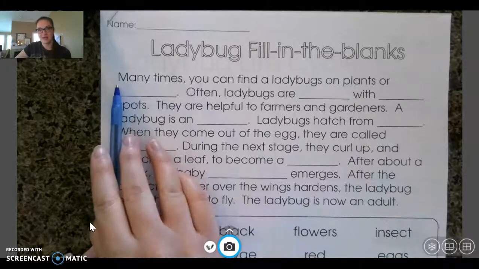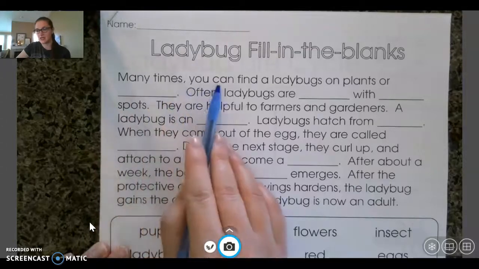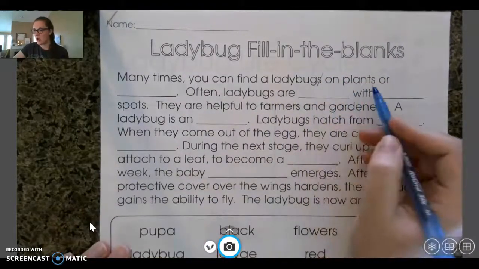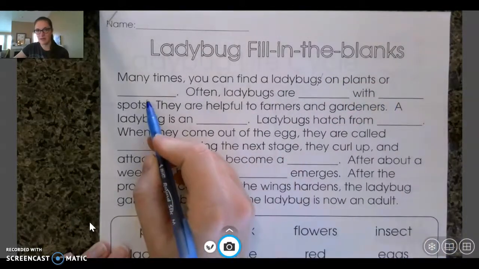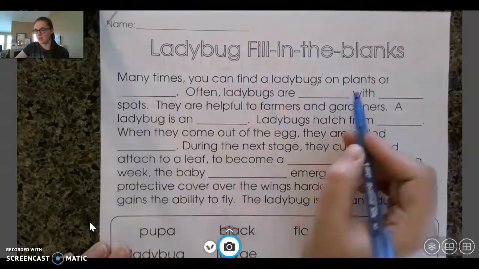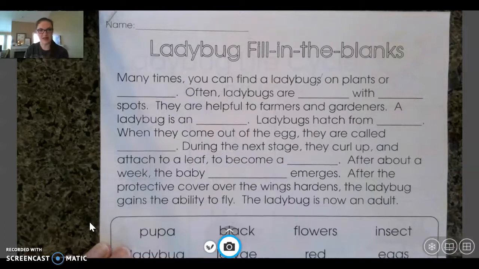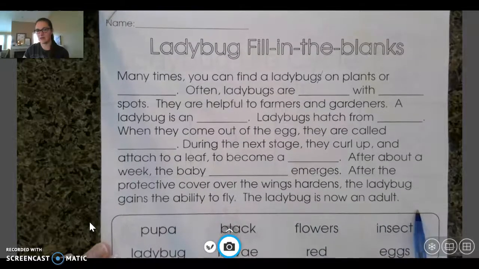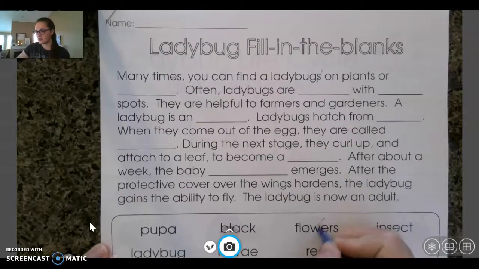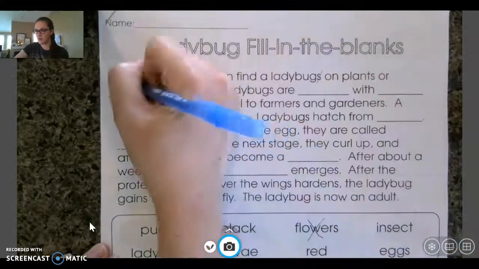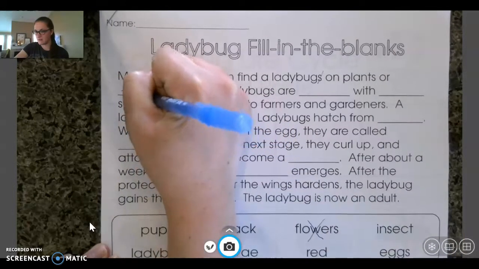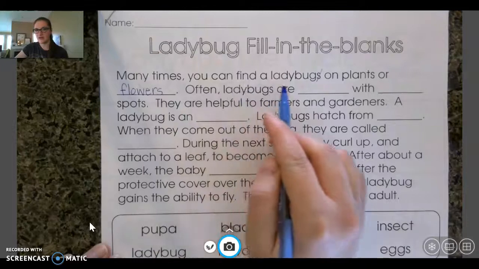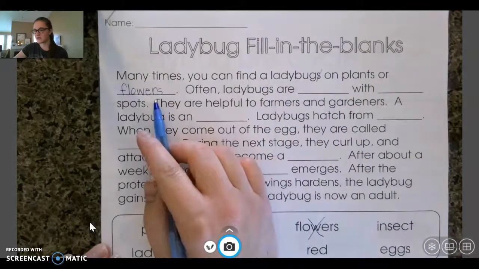Ready? Begin. Many times you can find a ladybug on plants or blank. Where else might you see a ladybug? Look at our word options. Where might we see a ladybug? Flowers. So we're going to use flowers: many times you can find a ladybug on plants or flowers.